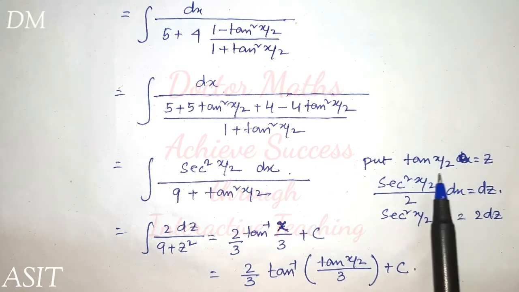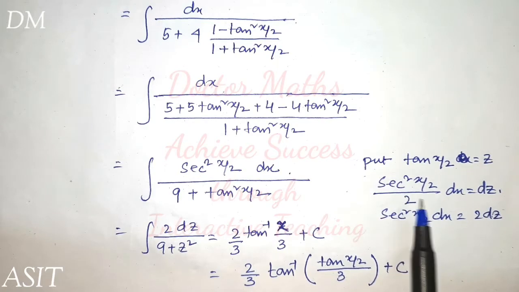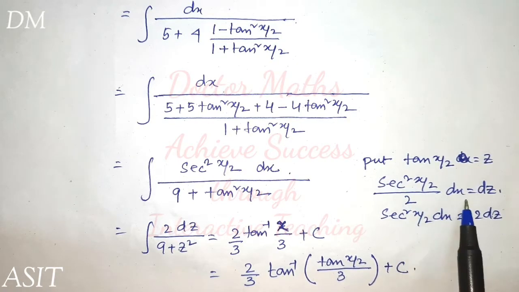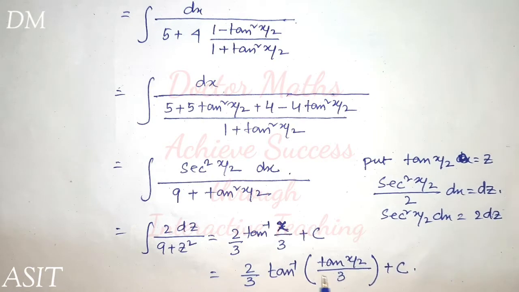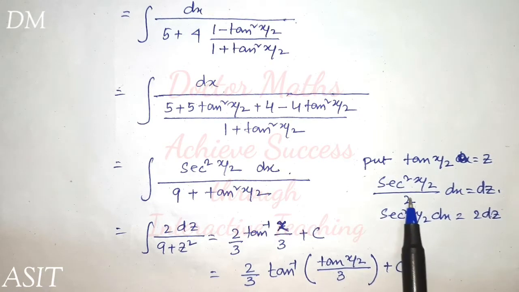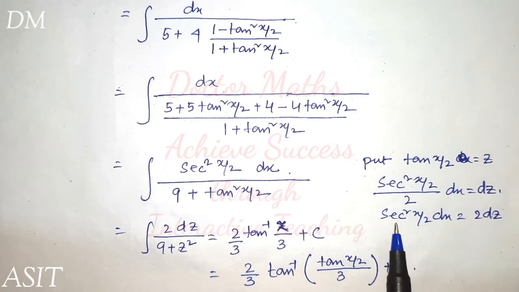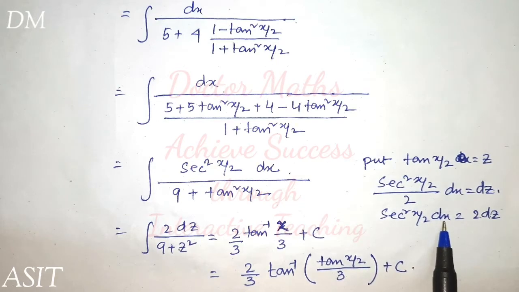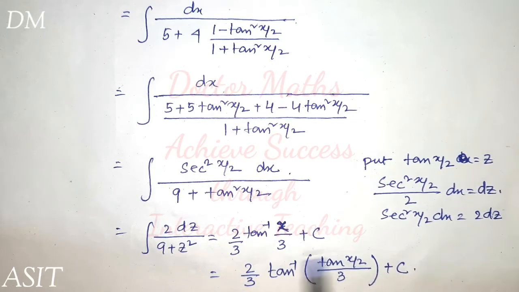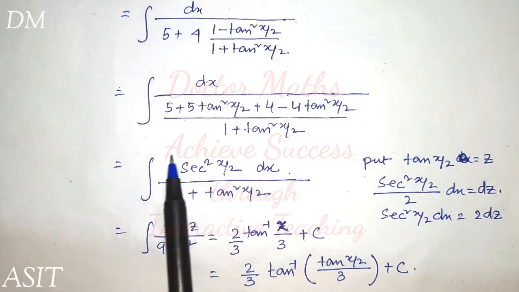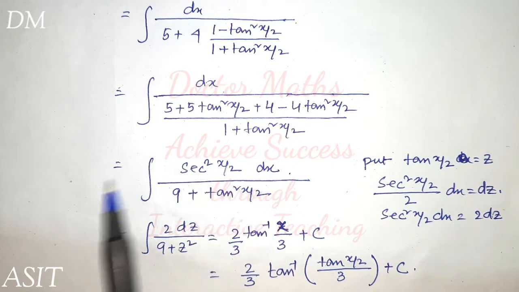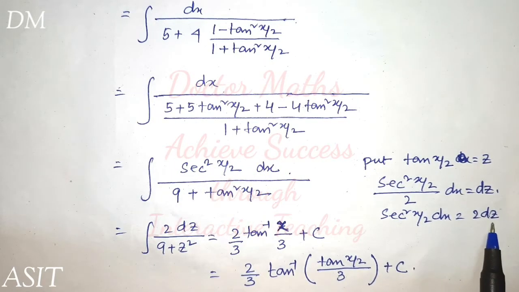Now if we consider tan(x/2) as z and differentiate, it will be secant square(x/2) by 2. Why by 2? Because there is x by 2, by using the chain rule. So dx will be dz. Now we can put the 2 there, so secant square(x/2) dx equals 2 dz. Therefore this secant square(x/2) dx will be replaced by 2 dz.